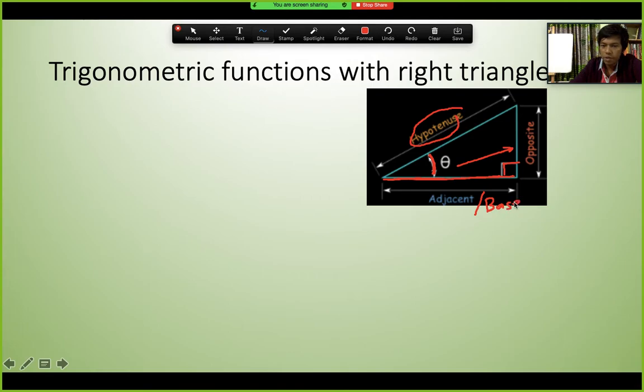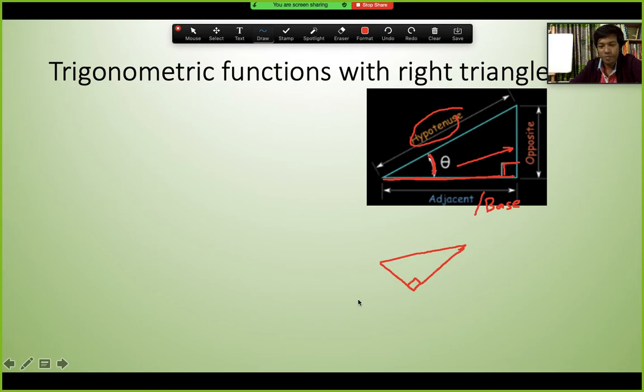So if they look at the figure, they said, oh, this is the base, and this is the perpendicular. Some people call it perpendicular also. So if I just change the figure and draw it something like this, suppose this is the figure and this is 90 degree.